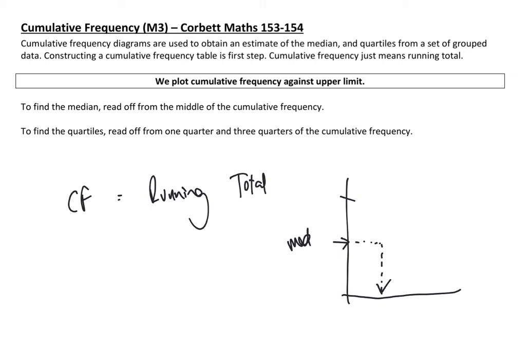For quartiles, we go a quarter of the way, or 3/4 of the way. Again, we draw the line to the graph and see where that cuts the x-axis, and it would be the same for the lower quartile. So these values at the bottom are the median, the lower quartile and the upper quartile.